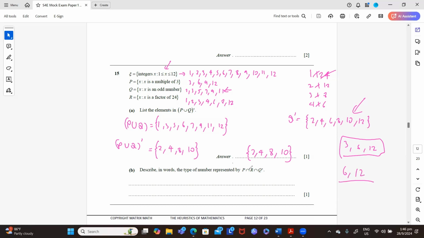So how do we describe this? It is simply multiples of 6. Okay, when you write multiples of 6, don't stop there because it's a bit too big. Multiples of 6 can go on forever, right? Make sure you write down the restriction. Multiples of 6 within the range of 1 to 12.